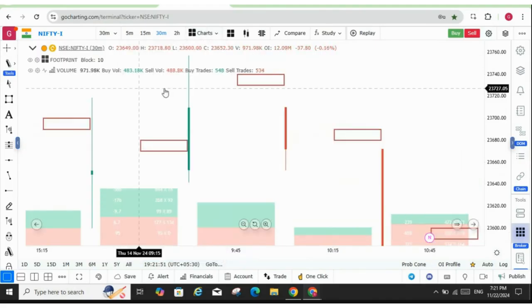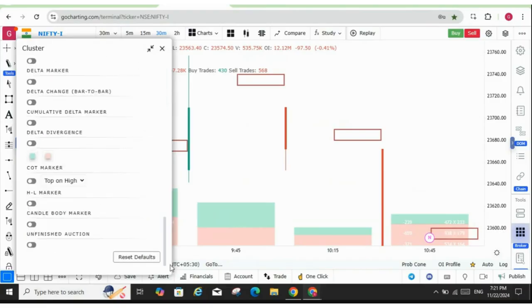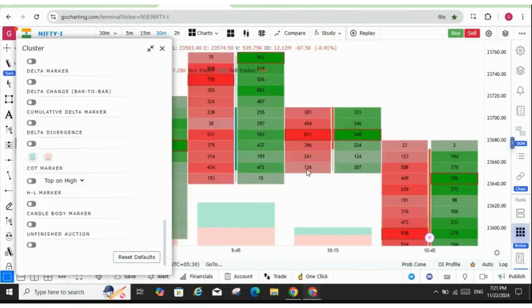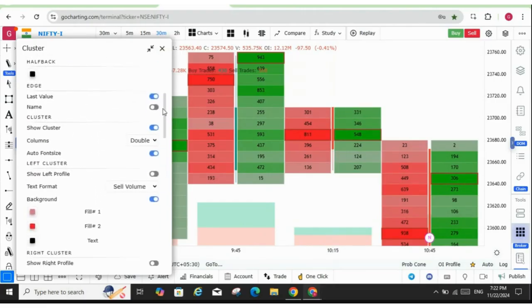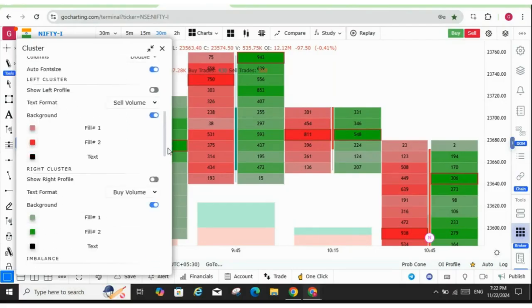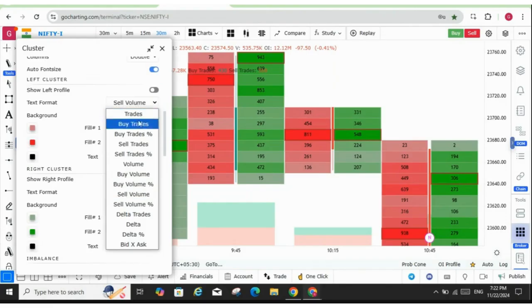So for the cluster chart, let me first reset it to default. Okay, so with the cluster chart you will see you have some other options as well. If I select the column as double, now I have more options. You will not get these options in the imbalance chart. Here I have the option to set sell volume, trades, buy volume, delta, all those things.